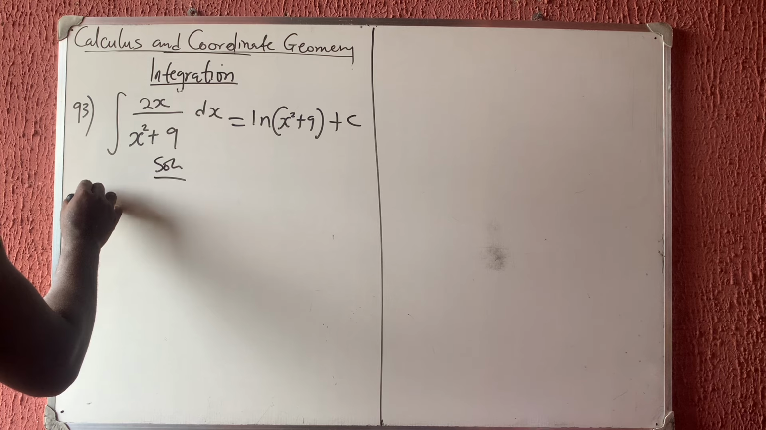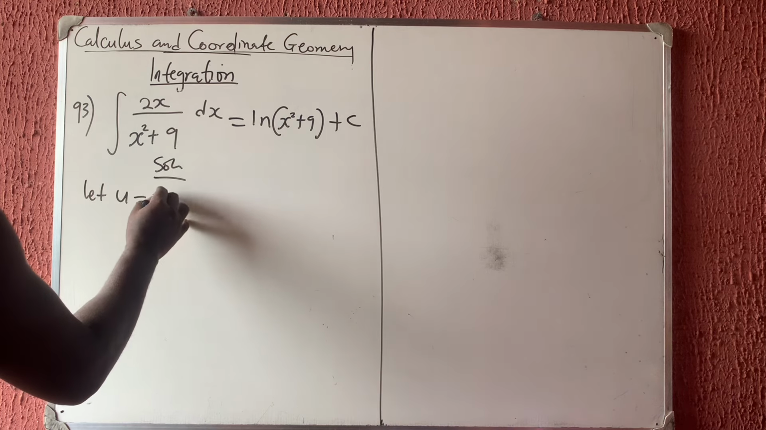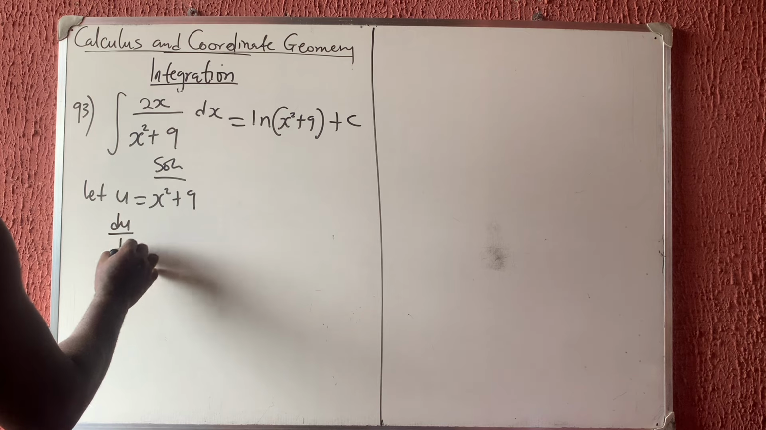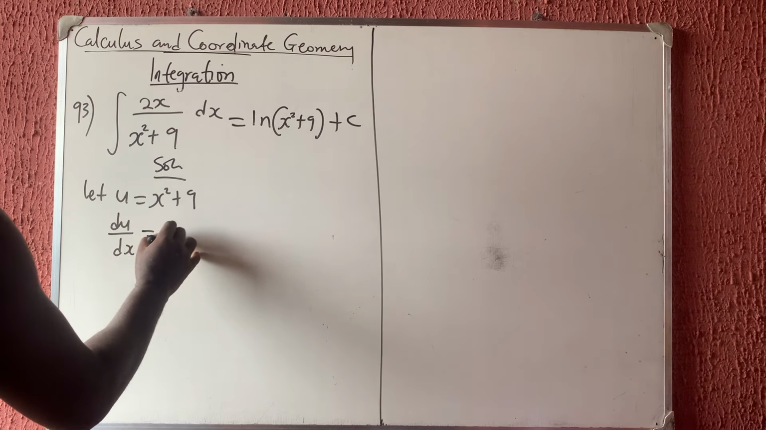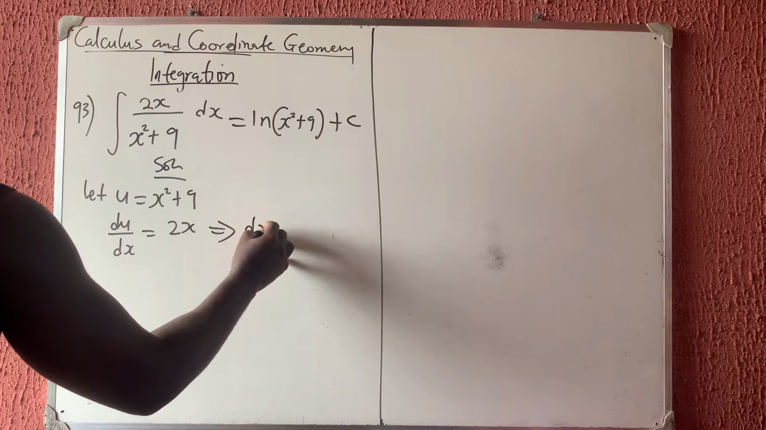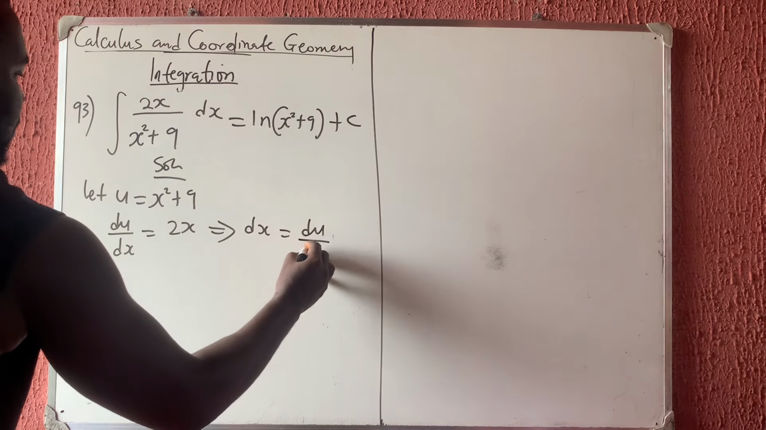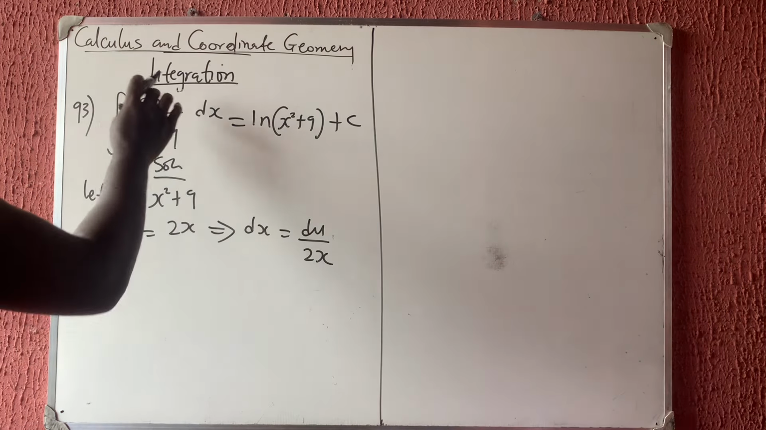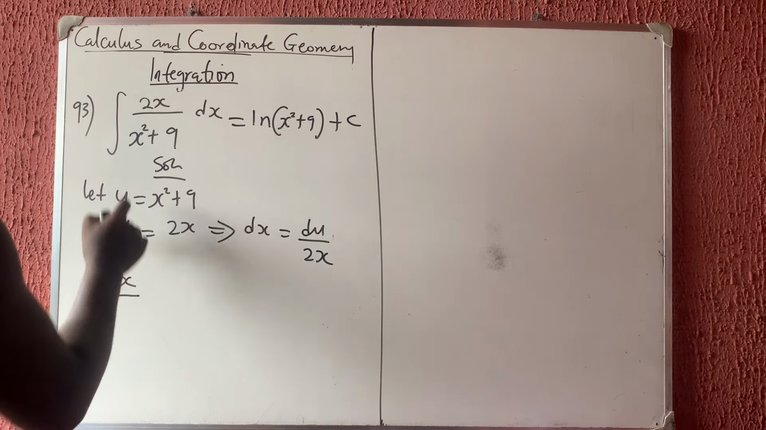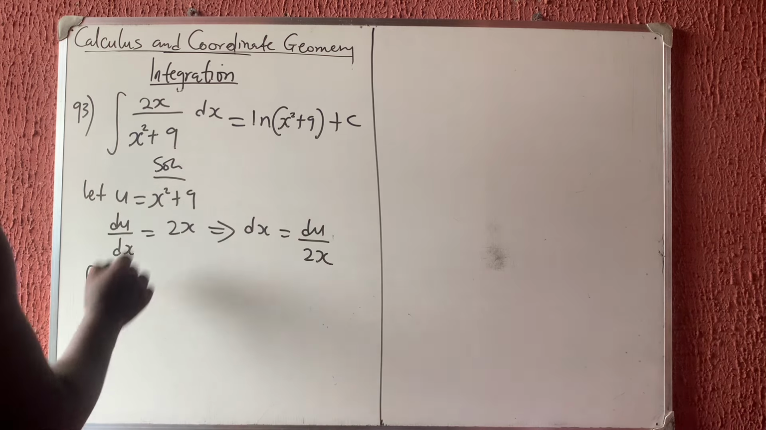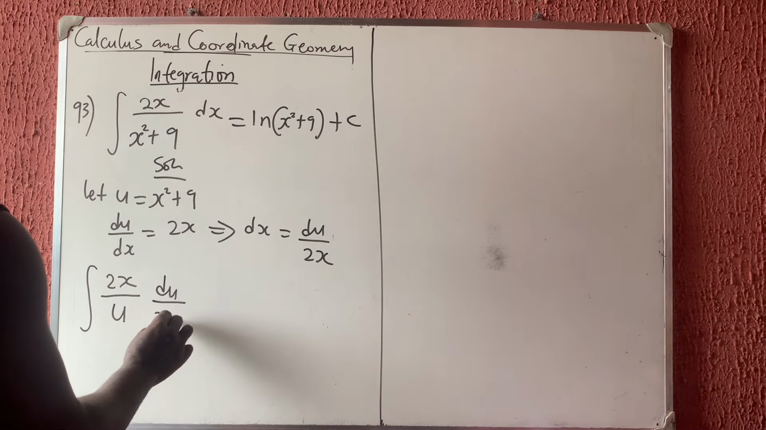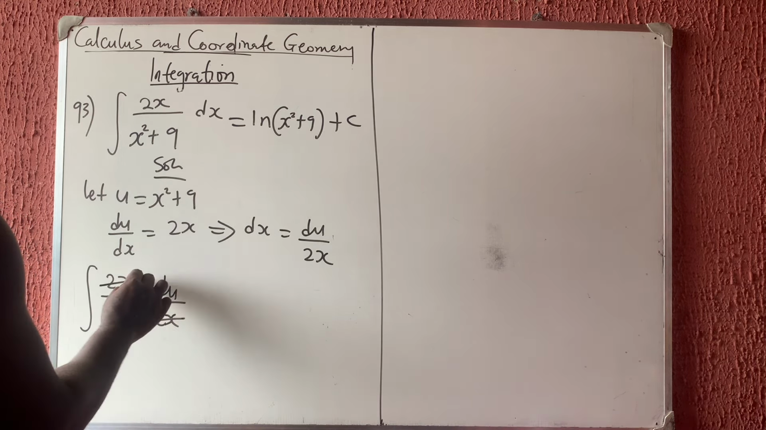We say let u be equal to that denominator, x squared plus 9. So du over dx is equal to what? 2x. If I want to make dx the subject, dx will now be what? du over what? 2x. So you come back to this place. The integral of 2x all over. I have called this man u. Instead of writing the dx, I will now write it as what? du over 2x. You see that 2x will cancel 2x.